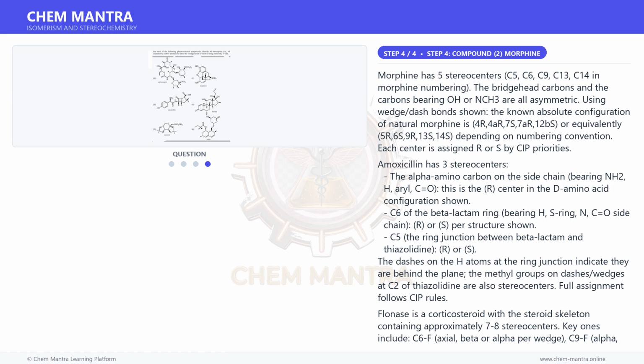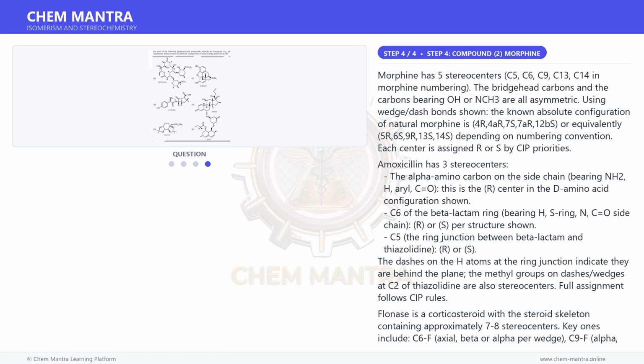Flonase is a corticosteroid with the steroid skeleton containing approximately 7 to 8 stereocenters. Key ones include C6 F, axial, beta or alpha per wedge, C9 F, alpha, C11 or C16, methyl, C17 or ring junction carbons, C8, C9, C10, C13, C14. Each is assigned R or S by standard steroid stereochemistry combined with CIP rules applied to the drawn wedge dash bonds.